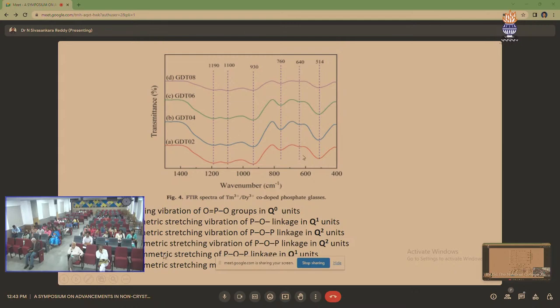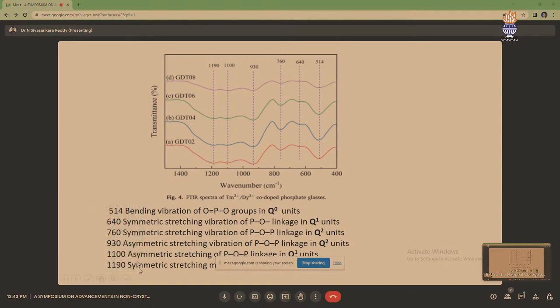And 1100 corresponds to asymmetric stretching of the POP linkage in the Q1 unit. So on. And 1190 is symmetric stretching vibration, again in the Q1 unit.